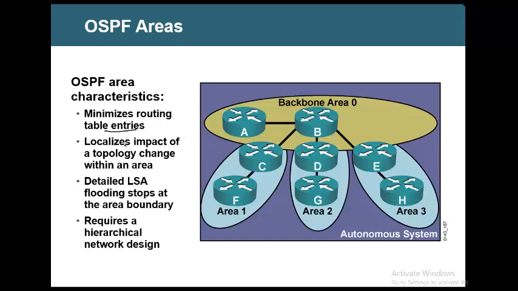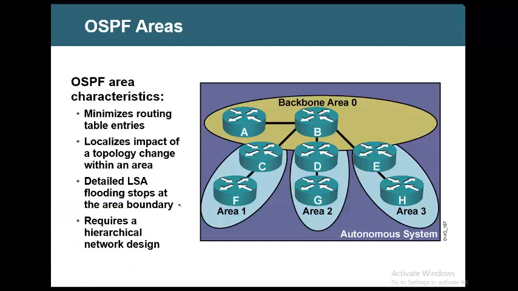Not only that, localize the impact of topology change within an area. If any small change happens, that is localized within an area. Because you do summarization, that small change will not go out. Detailed LSA stops flooding at the boundary. That's what I just said. Instead of sending detailed LSA, you send summary LSA. All right. So for these good reasons, we need the hierarchical design.